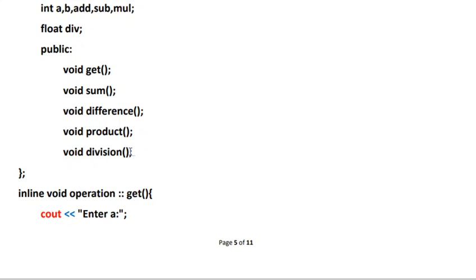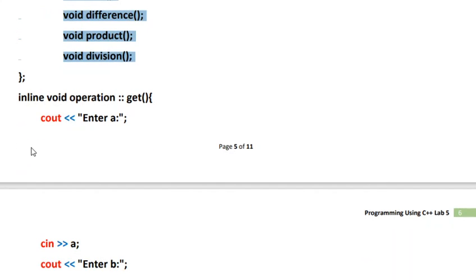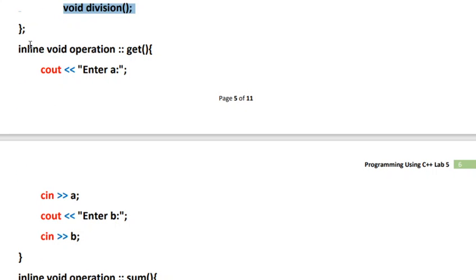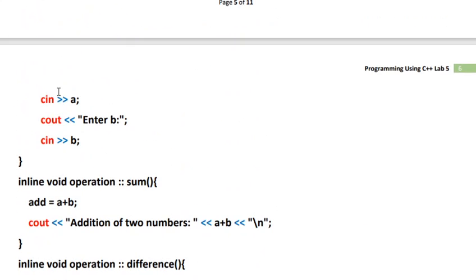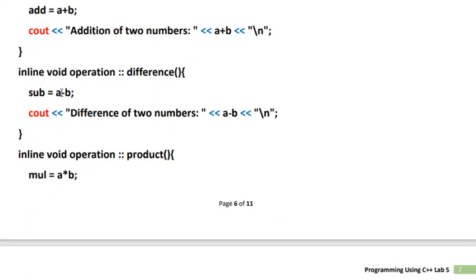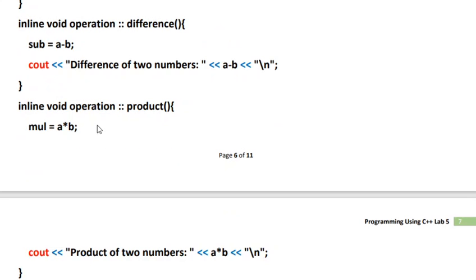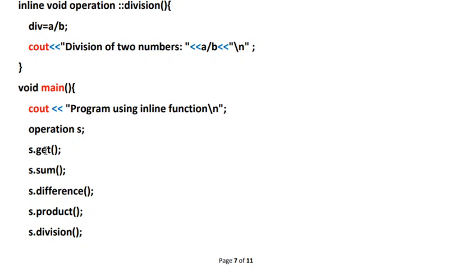This is a very simple C++ program that implements a digital calculator, but the functions here are defined as inline functions. So whenever these functions are called, they will be replaced by the function definition. Get will get the values of a and b, but it's an inline function. Sum will add up the values of the two variables. Difference, minus, will find the difference of two variables. Then product will find the product of two variables, and division will divide one number by the other.